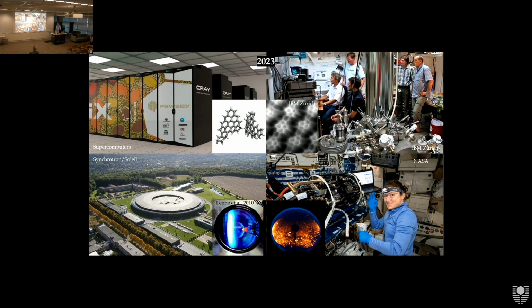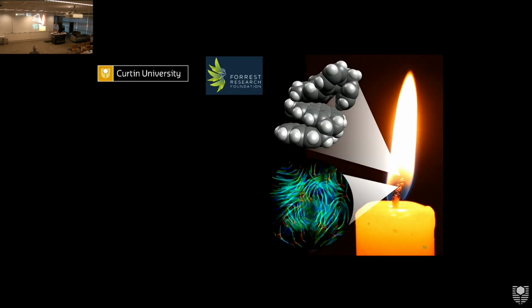So this is where we're at. We've got big supercomputers. This is the one at Curtin's campus. Enormous instruments. This is actually on the International Space Station. This is a stadium-sized instrument. There are 4 of these around the world that have dedicated flame lines. And this is where I'm ending. These are the 2 different things here.